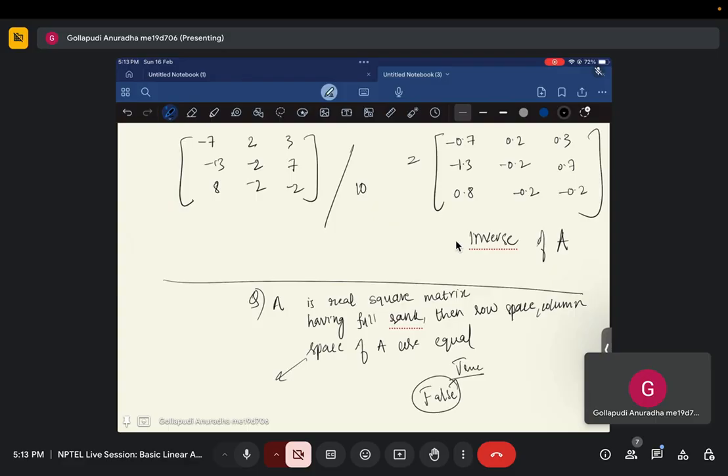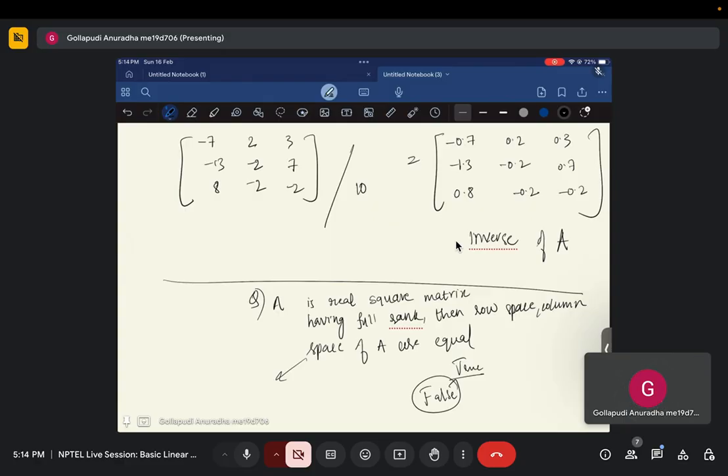Row space means the vector space generated by rows. You have three rows, and they are linearly independent, so they will span R3. Correct or not? They will be in R3, but they won't span everything in R3, right?